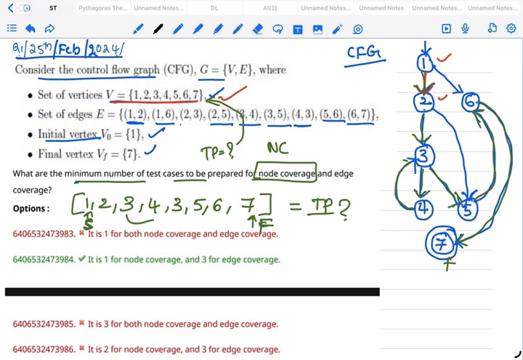In the control flow graph, there is an arrow direction present on every edge between the nodes present in the test path, and the test path must end with the final node and start with the initial node. Is this correct? Yes. 1 is the initial node and 7 is the final vertex. So is it a valid test path? Yes. So one test path is required to cover node coverage. To cover node coverage, it will cover all the nodes in the control flow graph.